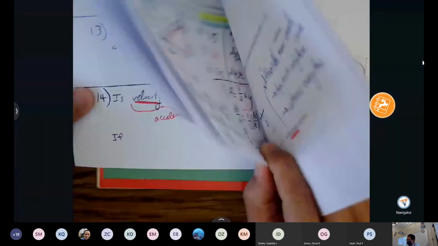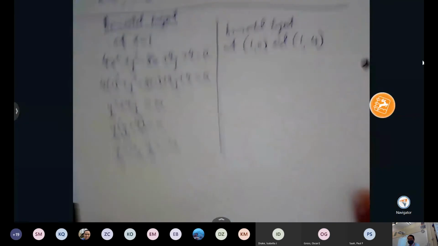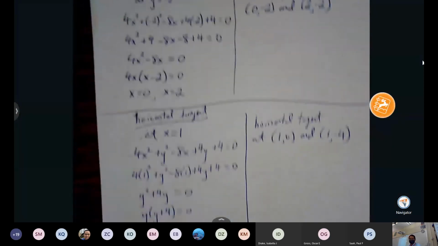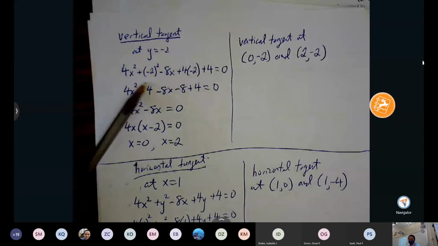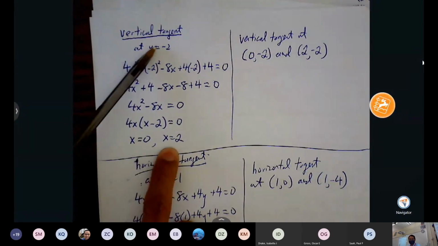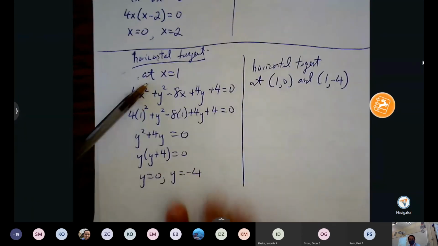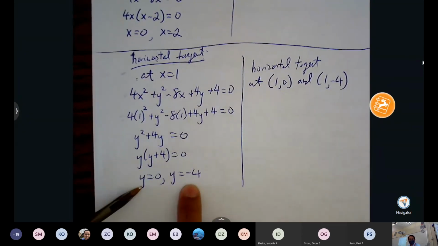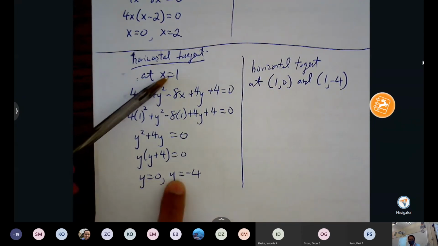Okay, so I'm running out of time, so I was not able to finish this. I can finish this on Monday, but I'll quickly show you what I did with the previous period. Right, we took that -2, plugged it into the equation, solved for x, and then there's our ordered pairs: 0, -2, and 2, -2. For horizontal tangent, we took that 1, plugged into the equation, solved for y, we got 0 and -4, so there's our 2 ordered pairs: 1, 0, and 1, -4.